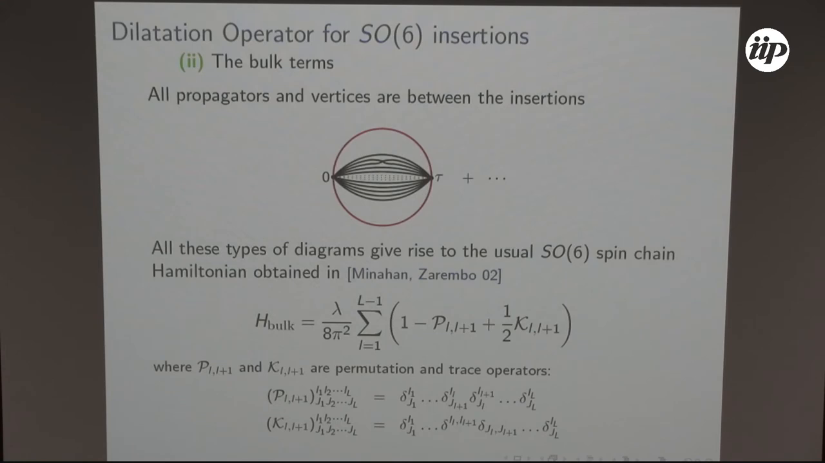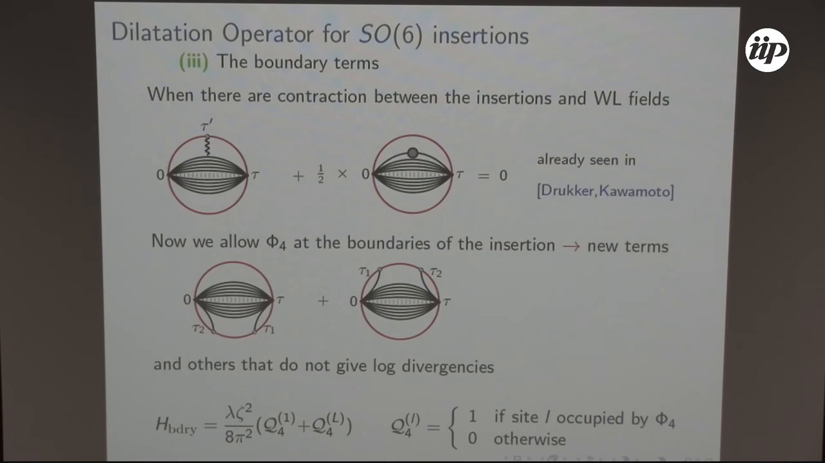One half of it is associated with the left boundary, and the other half with the right boundary. So this extra one loop correction is collected with the boundary terms. And it turns out that the logarithmic divergence of these two diagrams exactly cancels. This was already pointed out in the paper by Drukker and Kawamoto, where they were studying the SU(2) sector.